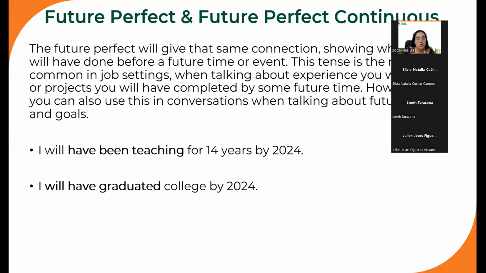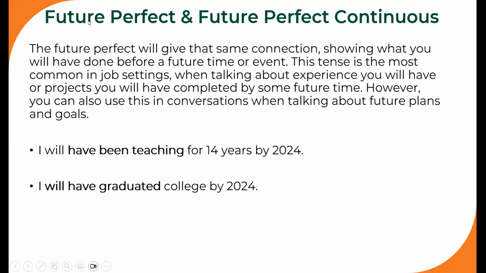And finally, we have the future perfect. We will see here. So this tense is common when we talk about goals in our future, okay? Especially in jobs, projects that we have. This is used to talk about something that will have happened by a point in the future, okay? For example, I will have been teaching for 14 years by 2024. I'm talking about experience or for a future point in time, also can be about plans or goals.